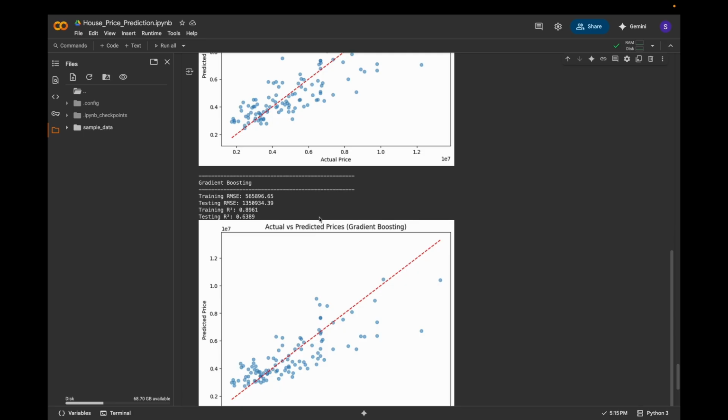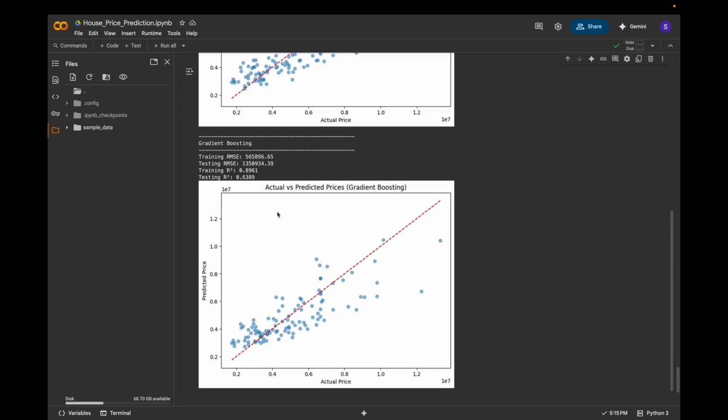Then we move on to gradient boosting. So training RMSE is equal to 565,000. Testing RMSE is equal to 1.3 million. Then the training R squared is equal to 0.889, and the testing one is 0.63. And here's the scatter plot for the actual versus predicted prices for gradient boosting, as the majority of the dots are along the diagonal line, and as said before, there are a few exceptions.